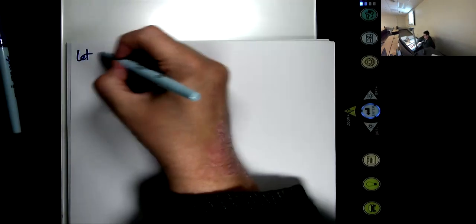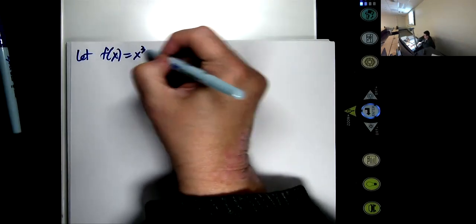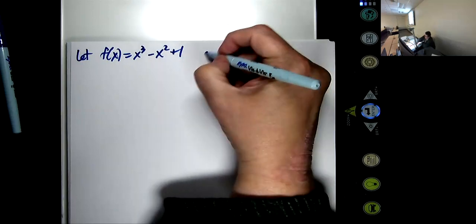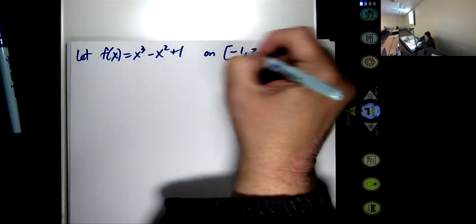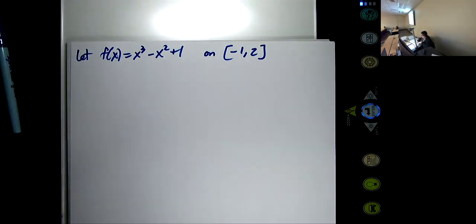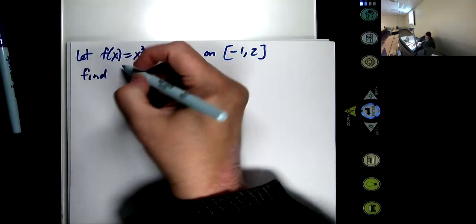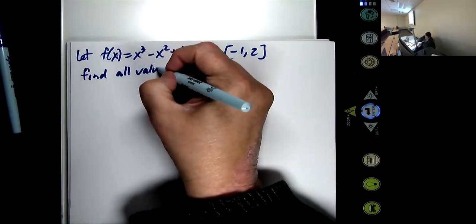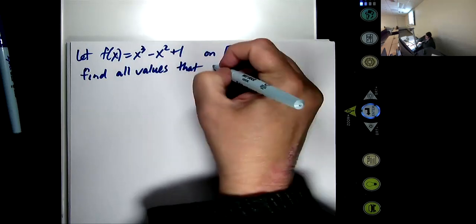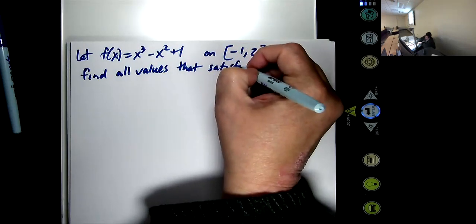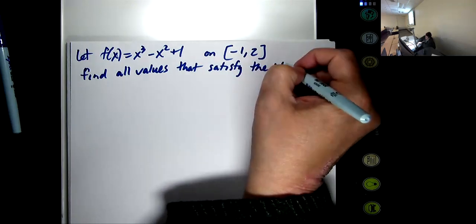So let's look at an example. We're going to let f of x equal x cubed minus x squared plus 1 on -1 to 2. Find all the values satisfying MVT, the mean value theorem.